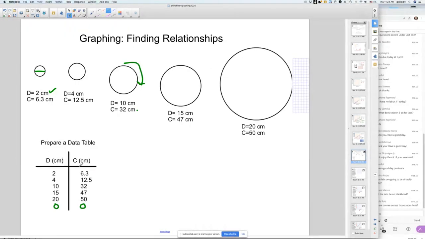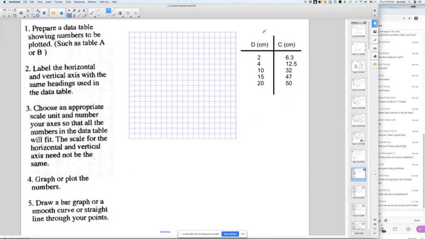Now, it doesn't matter in this particular case which one you call the y, which one you call the x, but we're going to graph circumference here for a particular reason. You'll see it later. And diameter here. You could have done it the other way around. Okay, so this is our data, and we want to graph it.